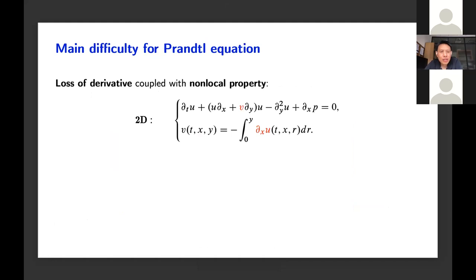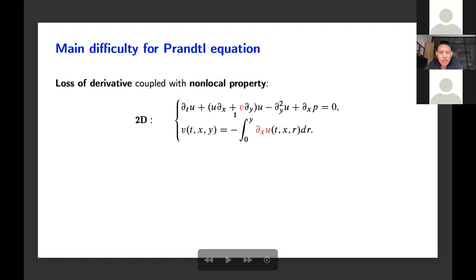So what's the main difficulty for the study of the Prandtl equation? This is just a loss of derivatives coupled with the non-local property. Perhaps just look at the normal velocity v. You can write it as the integral of ∂xu. So these are non-local terms. And for these terms, we lose one order of tangential derivatives because we don't have diffusion in x. We only have diffusion in y. So this is a degenerate parabolic equation, but with non-local terms.